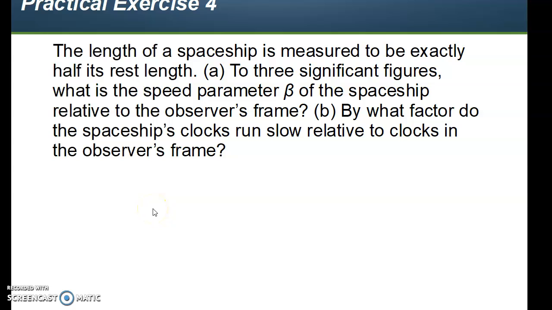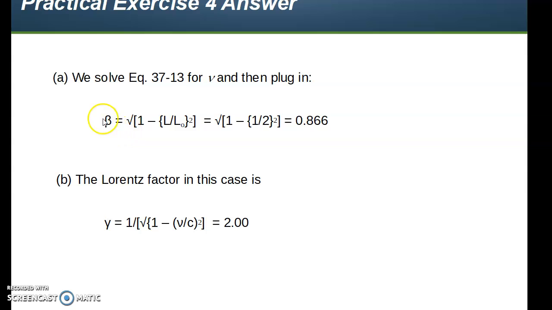Okay, the length of the spaceship to 3 significant figures. Factor the run slow. All we have to do in this case is just apply the equations that we have there. Beta equals the square root of 1 minus the length over the original length squared. It's 1/2 the length, so this is just 1/2 squared here. That gives you a value, taking the square root of that, 0.866. And then the Lorentz factor, with this as your beta in here, just gives you a value of 2.